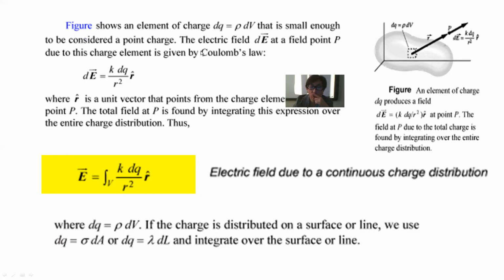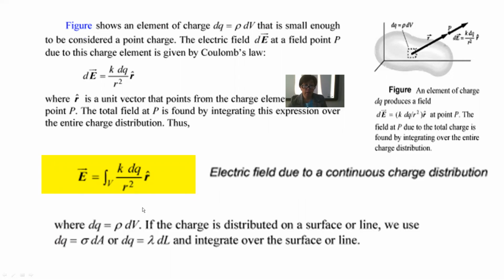and dq is rho multiplied by dV. The small element of charge, dq, is rho multiplied by dV, and rho is the volume charge density. Replacing this in the final formula, the electric field due to a continuous charge distribution is the integral over the volume of dq divided by r squared multiplied by r hat.